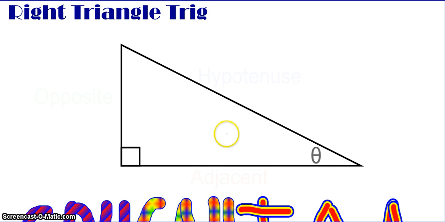So if I have a right triangle, I know it's a right triangle because that's a right angle. I'm going to call this my angle theta. So everything is in reference to theta. If I move theta, that's fine. I can move theta up here, but that's going to change what I call the sides. So what do I call the sides?